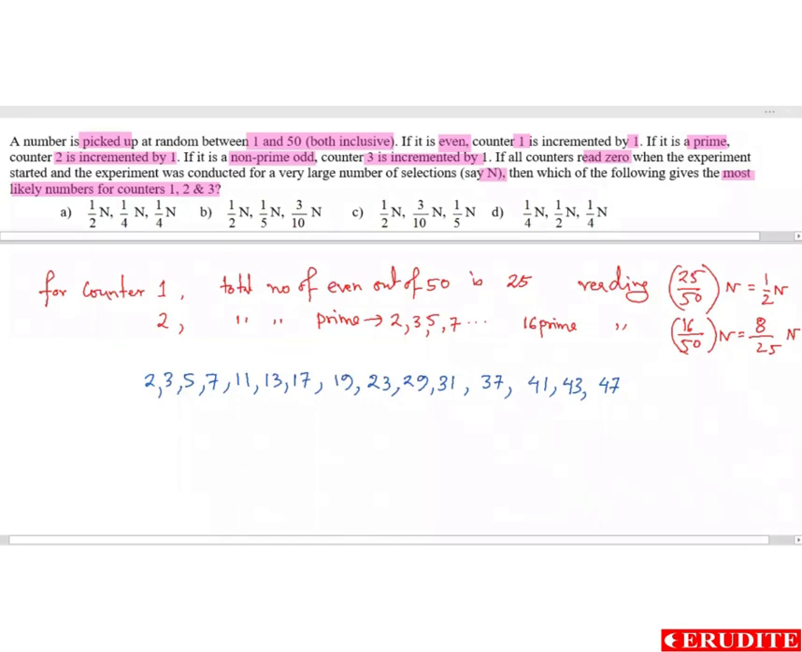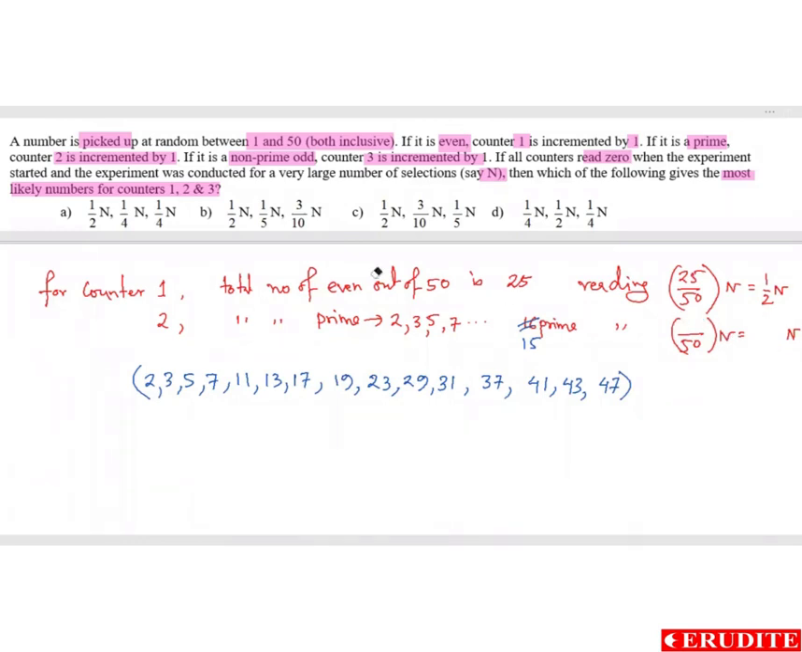Now, whenever we count the prime numbers, we can see that the total set of prime numbers would be 2 to 47. If I have considered up to 50, these are 15. So it would not be 16, it would be 15 primes. That means my result will be 15 by 50 of n. So with correction, it would be 15 by 50 of n. So it is coming as 3 by 10 of n.